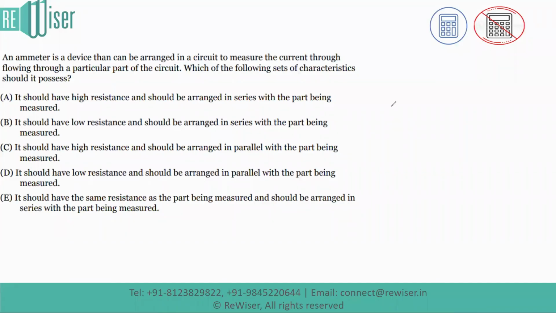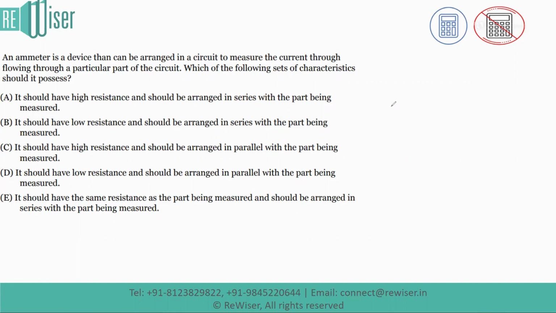Hey guys, so here's a question on electrical circuits. Let's have a look at the question. An ammeter is a device that can be arranged in a circuit to measure the current flowing through a particular part of the circuit. Now, which of the following sets of characteristics should it possess?